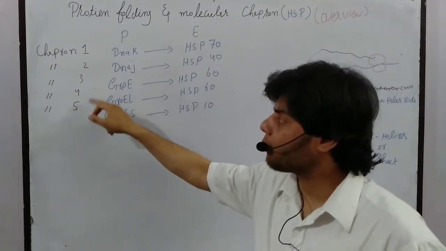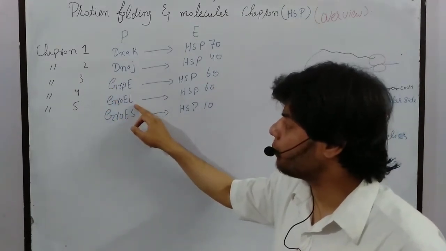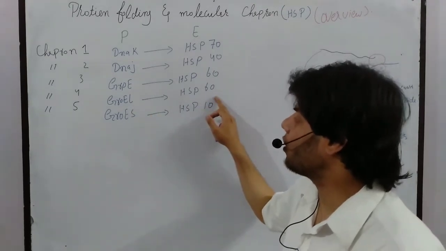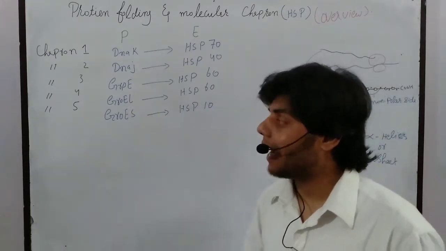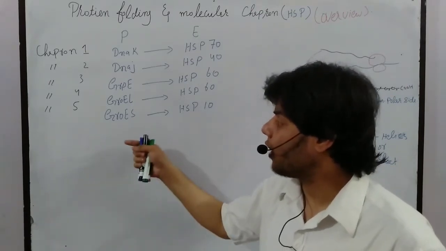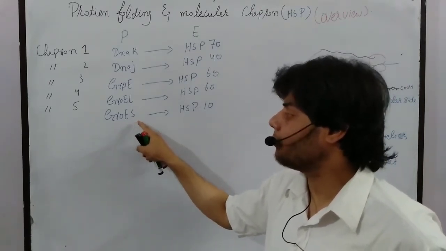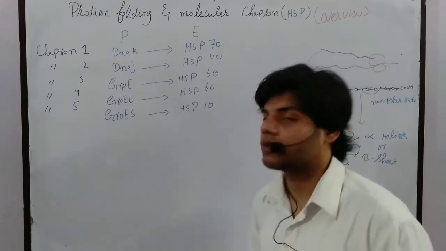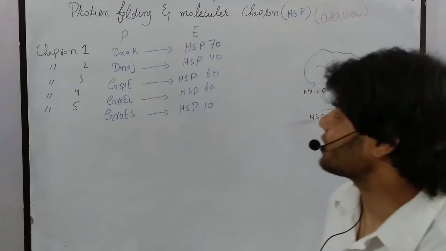Now then we have chaperone 4. In the case of prokaryote we call that GroEL, while in the case of eukaryote we call that heat shock protein 60. And fifth we have chaperone 5, we call that GroES, and in eukaryote we call that heat shock protein 10. So these are a few of the types.